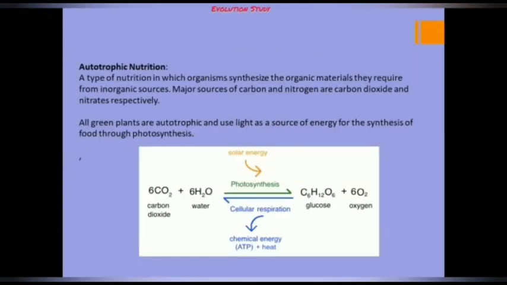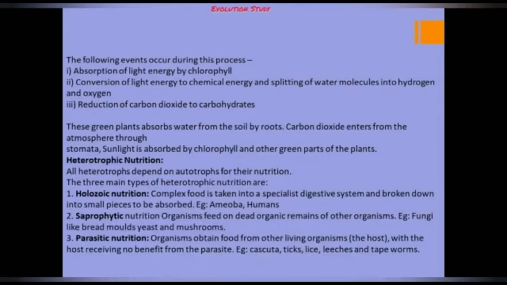Autotrophic nutrition is a type of nutrition in which organisms synthesize the organic materials they require from inorganic sources. Major sources of carbon and nitrogen are carbon dioxide and nitrates, respectively. All green plants are autotrophic and use light as a source of energy for the synthesis of food through photosynthesis. The following events occur during this process: absorption of light energy by chlorophyll, conversion of light energy to chemical energy and splitting of water molecules into hydrogen and oxygen, and reduction of carbon dioxide to carbohydrates.